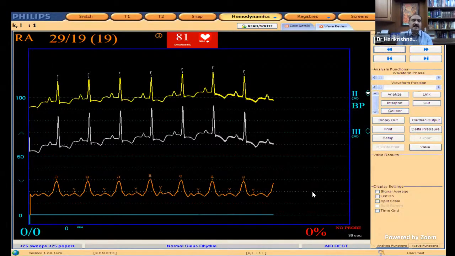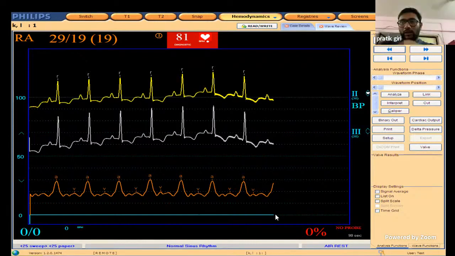So this is the next tracing. This is the right atrial tracing. Can somebody analyze this? Pradeep, can you do this? We can hear you, you are muted. Please unmute, or somebody else. Yes, please go ahead.